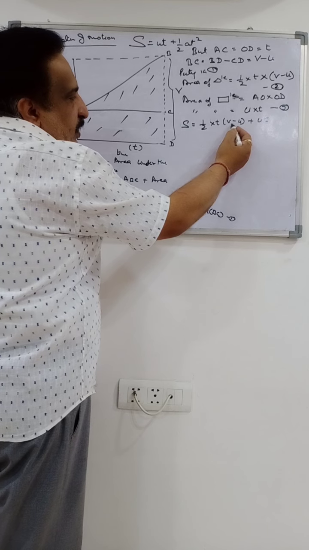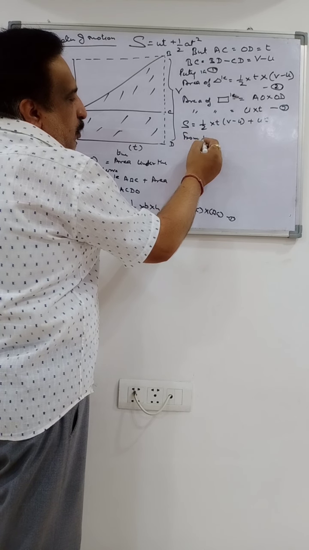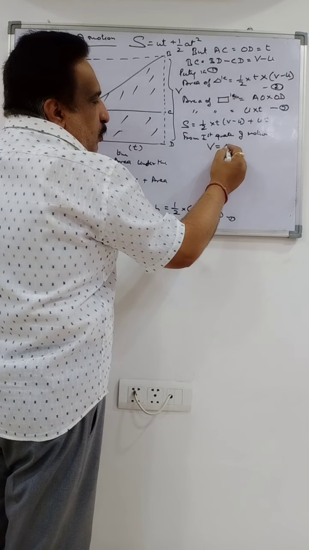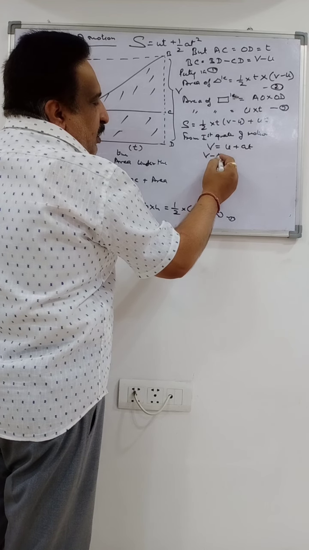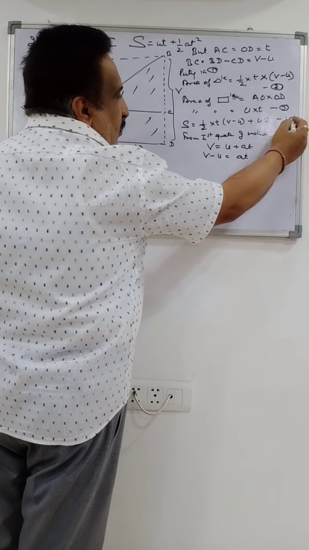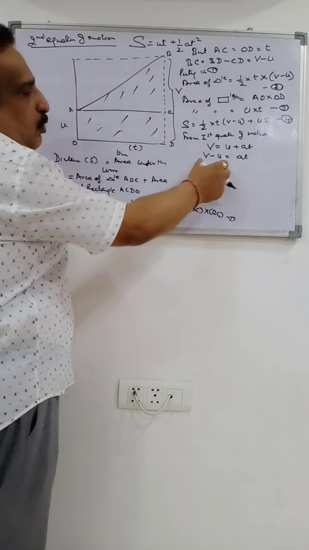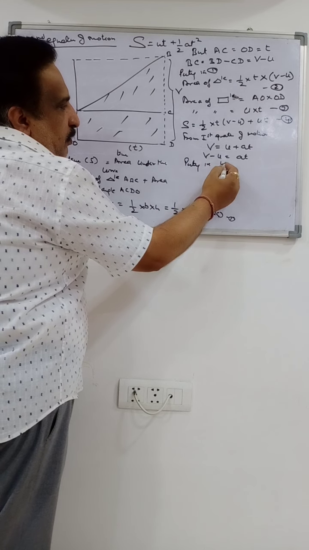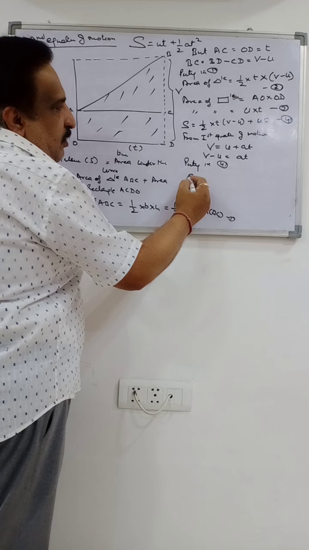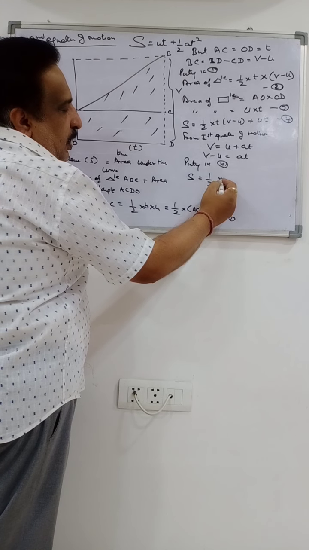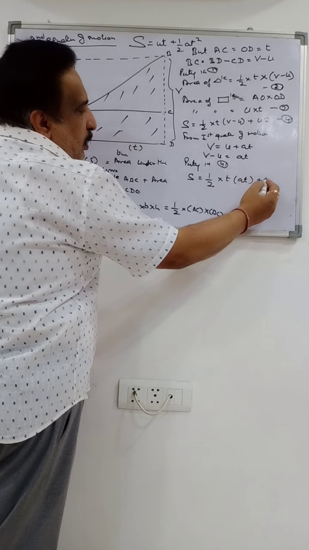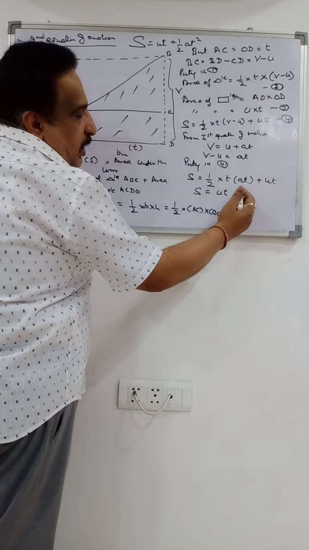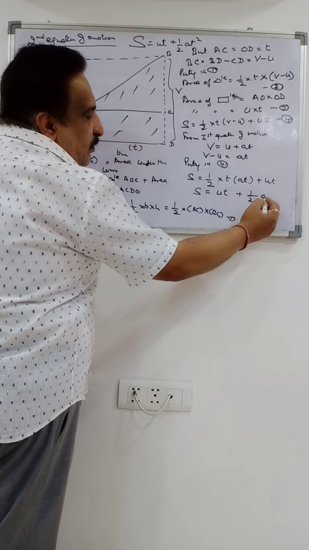Now we have to put the value of V minus U here from the first equation of motion. We just did the first equation of motion. What is it? V is equal to U plus AT. So V minus U is equal to AT. Now put this value here. Putting in 4, what do you get? S is equal to half into T into AT plus UT. Rearrange it a bit. S will be equal to UT plus half AT square.